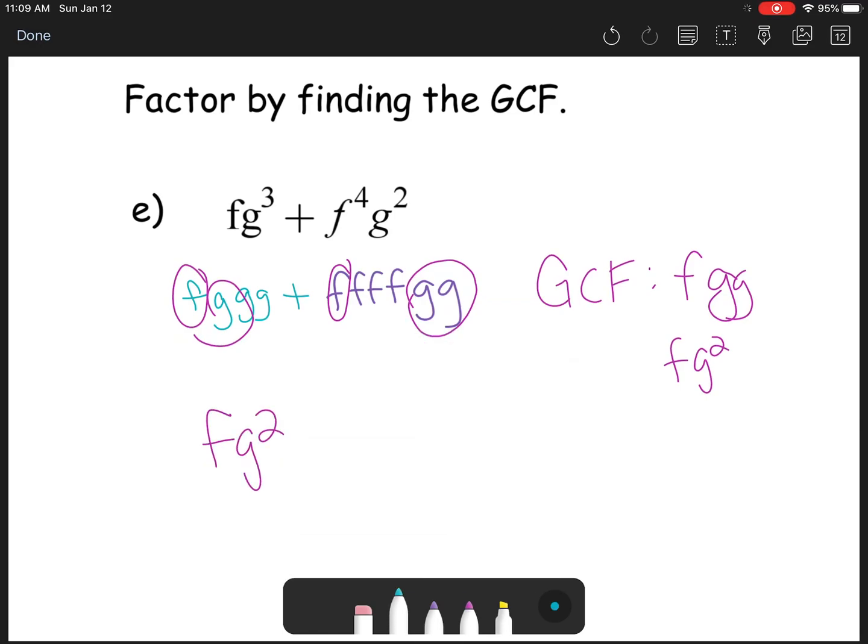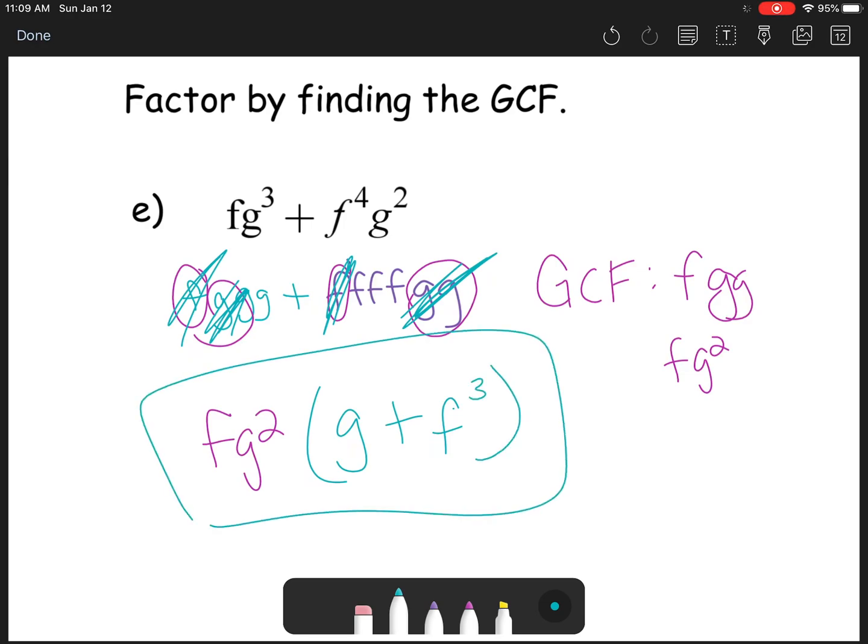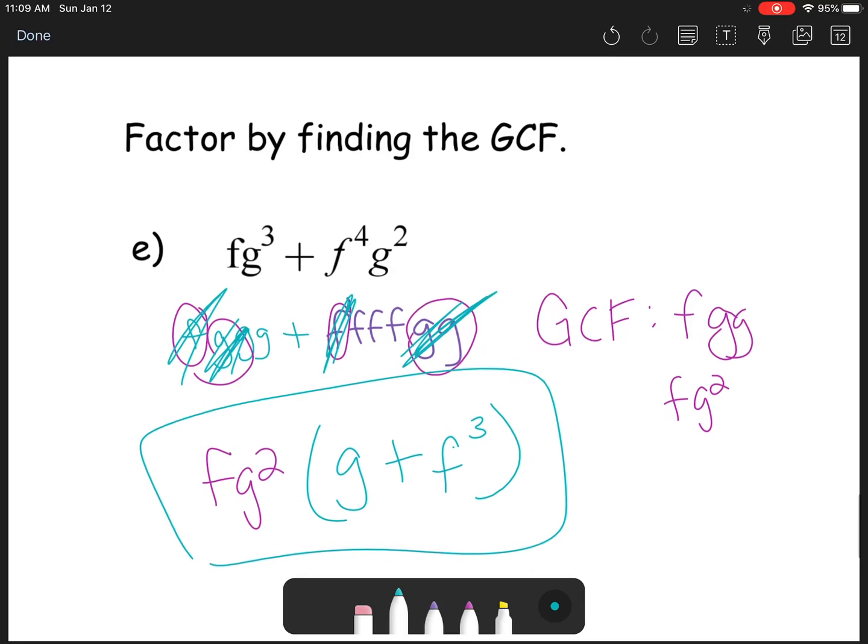And when we take that out, we would have 1 g left in our first term, right, because f is gone, 2 g's are gone. And then in our second term, f is gone, 2 g's are gone. We just have f times f times f, which we can write as f cubed. So f g squared times the quantity of g plus f cubed. And that's how you factor the greatest common factor out.